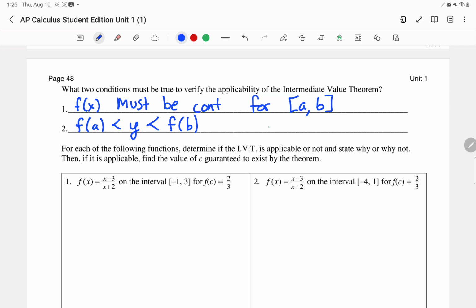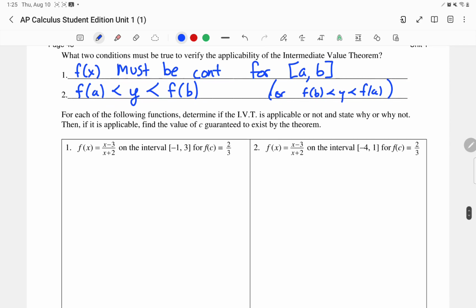Or, f of b must be less than y, which must be less than f of a. Basically, this is just backwards. It's basically saying that our y value must be in between the two endpoints. So for these problems, this is how the homework might look: we're given a function and then an interval and a c value.